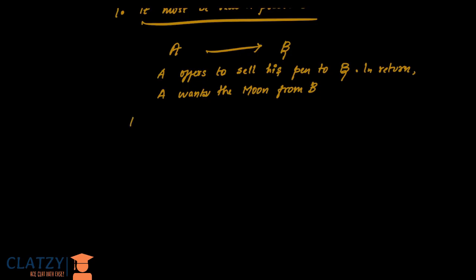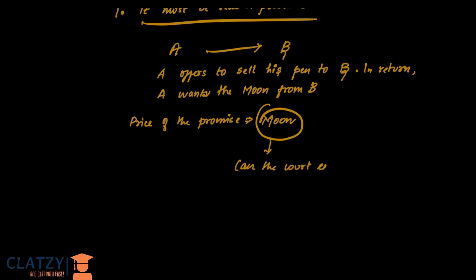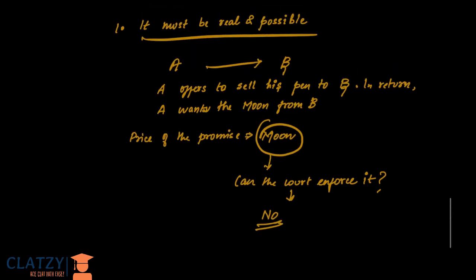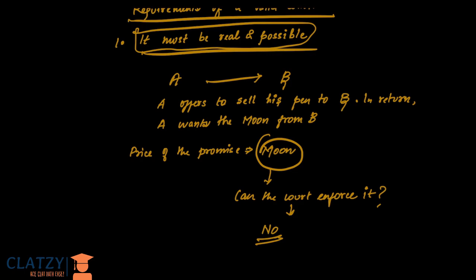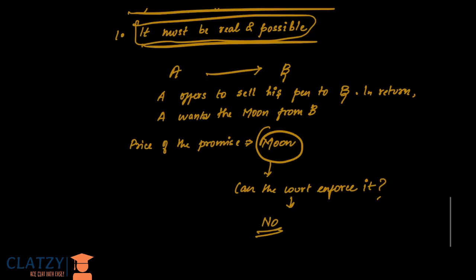To determine that, we will have to see the price of the promise. What is A's promise? A's promise is to sell the pen. Okay, what is the price of that promise? Price is moon. Question: can the court enforce it? Can the court direct B to get the moon for A? The answer is no. Therefore, this consideration is invalid. Hence, we say that it must be real and possible. Okay, consideration should be real and possible. All right. So, that is the first requirement.